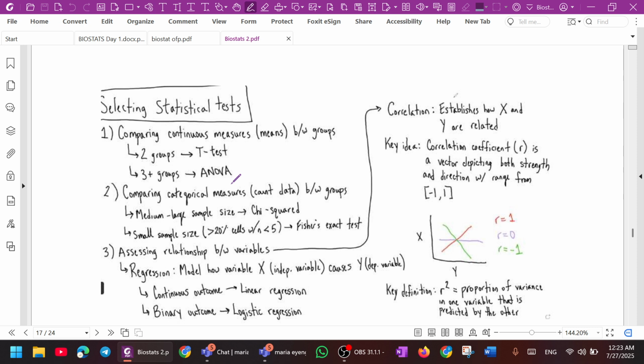And then close to one will mean they are closely related, because remember, we are thinking about relationship. Close to negative one, I think that means they are not closely related. I don't remember. And then key definition R2. If you square this one, it equals the proportion of variance in one variable that is predicted by the other.